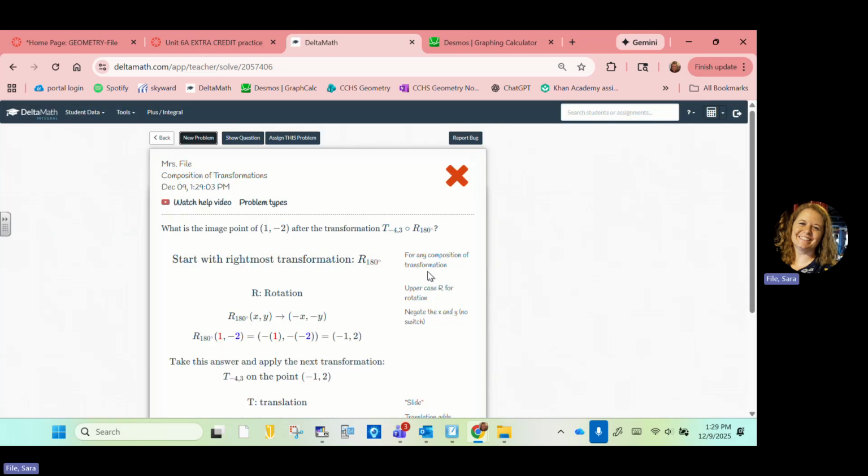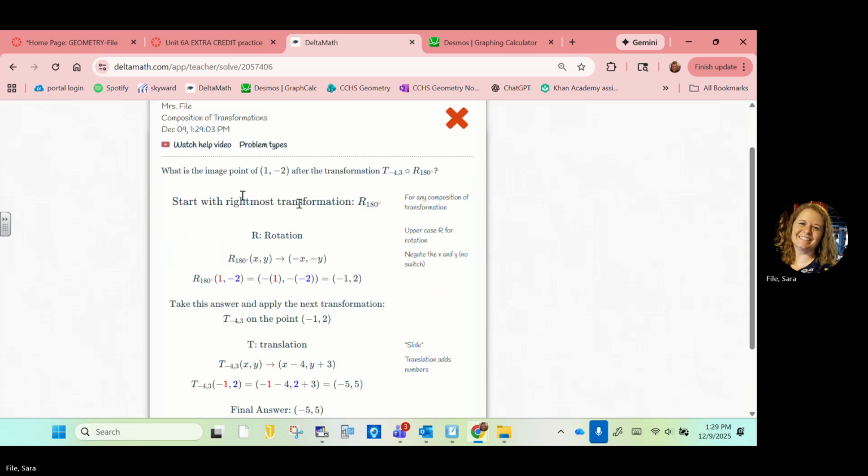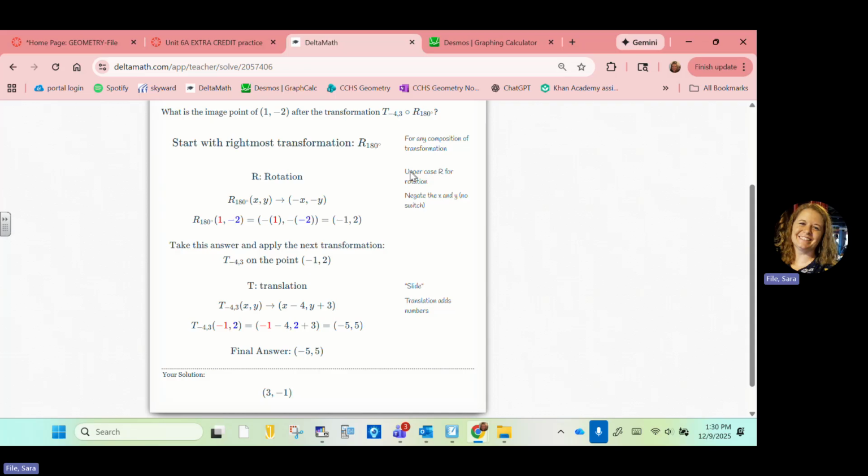What in the world? It's weird. Oh, it says start with the rightmost transformation. Yeah, it's asking that, and it won't be like that on the test. It will be in words. So it's just, we did it in the wrong order than they wanted. So it's just their notation. They're wanting you to do the rightmost transformation first.